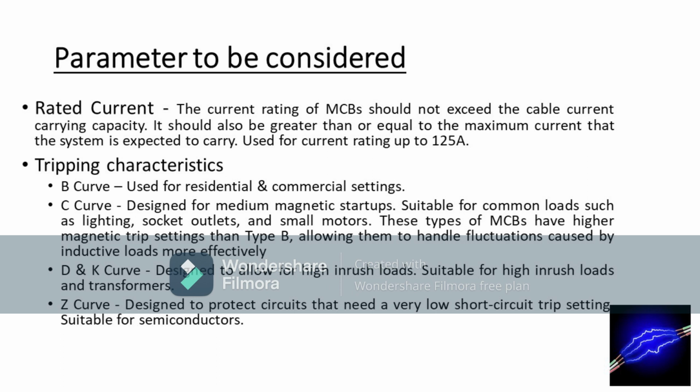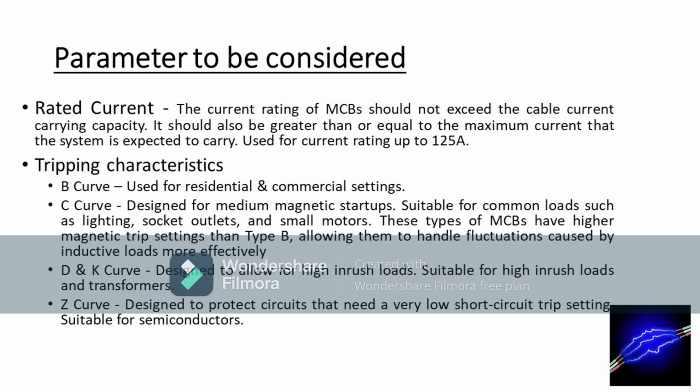Next we talk about D and K curve. These are basically designed for the equipments which have high inrush current. So this MCB with characteristic of D and K curve allows high inrush load for some particular time and then it will protect the equipment on overcurrent and short circuit.